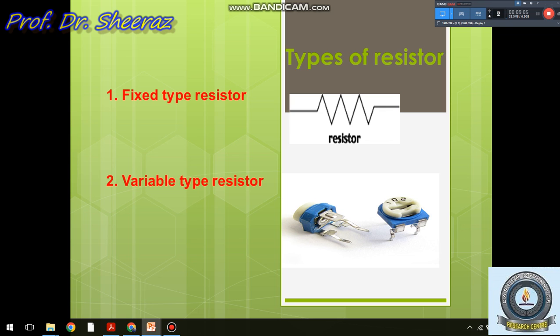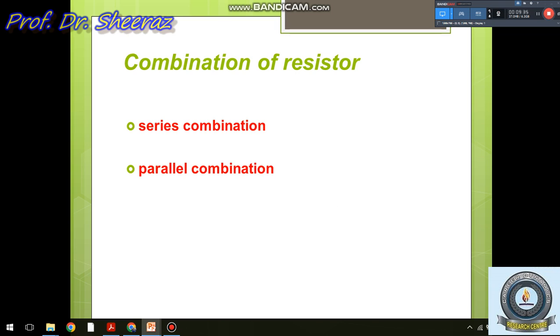There are basically two types of resistors, fixed type resistor and variable type resistor. Now you can see by the diagram that the fixed type resistor has a fixed value and you cannot change it. If you buy it from the market, it has a fixed value, 1 ohm, 2 ohm, 10 ohm, whatever, but it will be fixed. But in many cases there are variable type resistors. You can see there is a variable point. From here we can change its value of resistance and can adjust this value as per our needs.